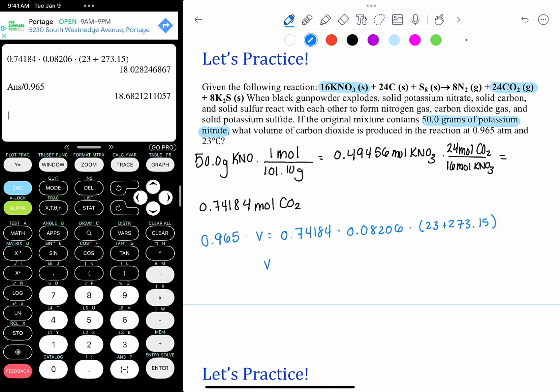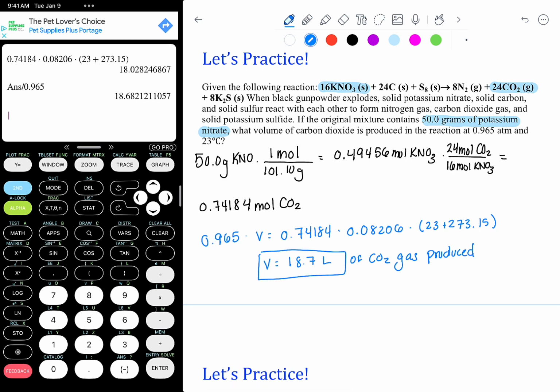And our volume comes out to be 18.7 liters of carbon dioxide gas produced. So when we take 50 grams of potassium nitrate, we create carbon dioxide, and the exact amount is 18.7 liters of carbon dioxide.